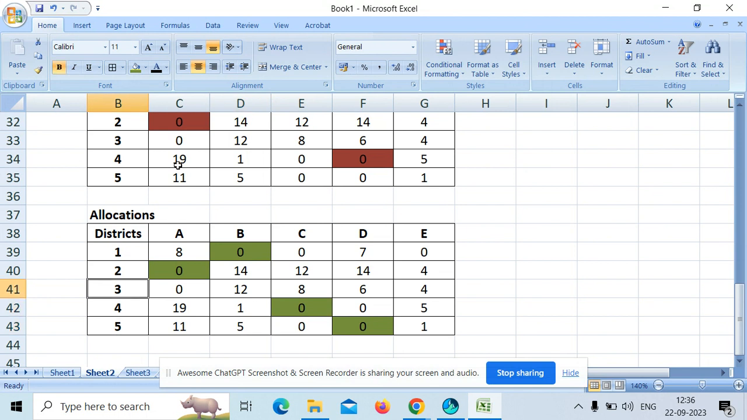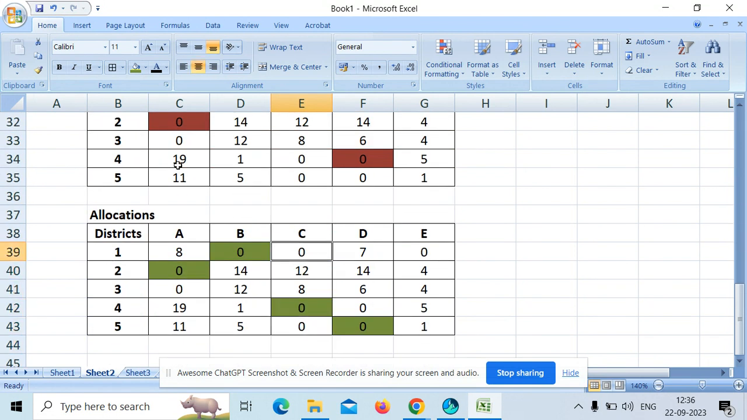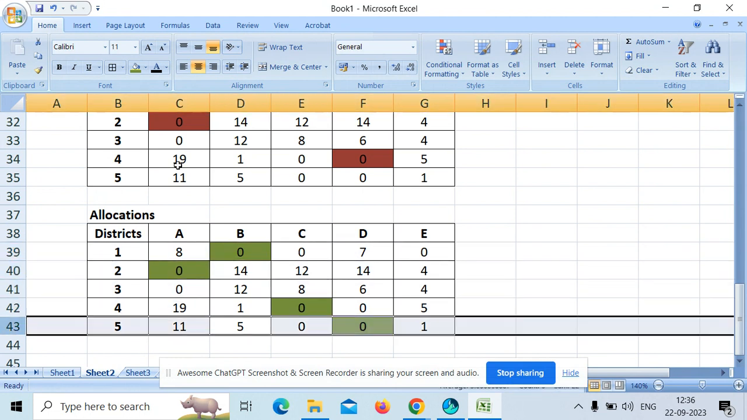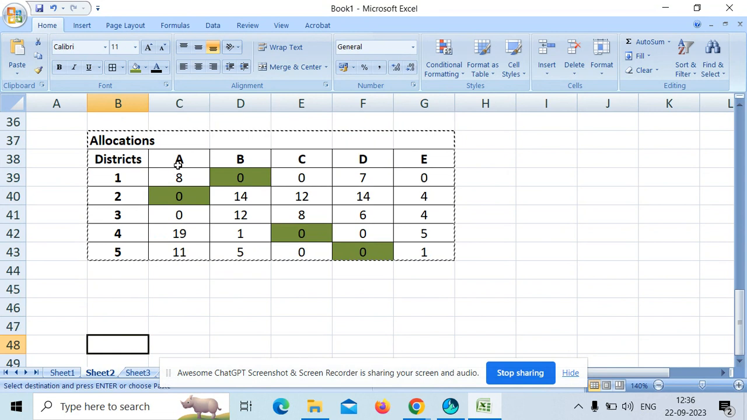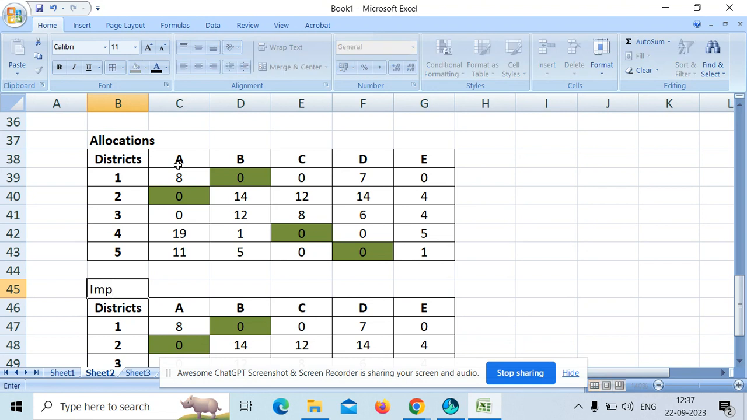I have one district and one job, no? One state, one district where I'm not able to locate. You also check one 0 in a row. Here I cannot take this because the column is occupied. Column E is not allocated, and district 3 is not allocated. So I'll go for the improved matrix.